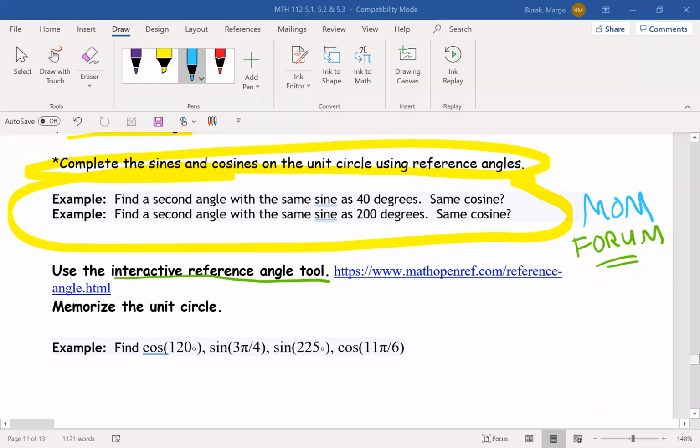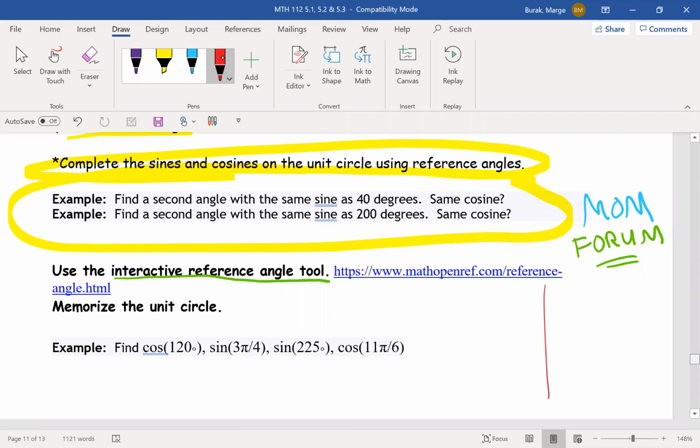And let's go back to the questions. All right, so a second angle with the same sine as 40 degrees. Well, let's look at 40 degrees. 40 degrees is right here. Okay, now if I'm on the unit circle, the sine is going to be the y coordinate right there. And I don't know what it is. I'm not going to look because it's not one of my special angles. The special angles are 45, 30, and 60. But this is not a special angle, so I can use my calculator, which we'll do next.